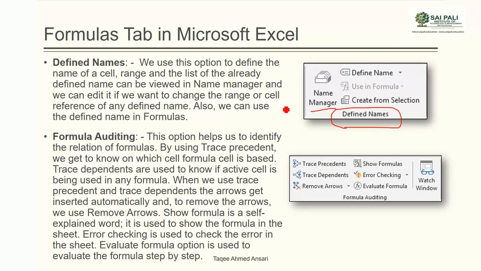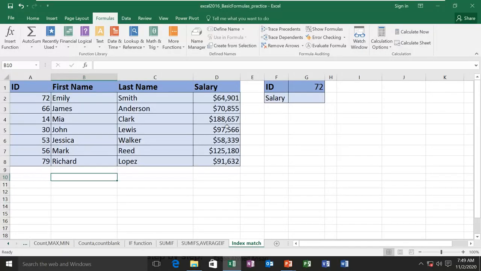So this is actually used to define names. Suppose you are using some range or cell multiple times. Instead of giving the address of the cell or range every time, you can define a name from here. Once you have defined the name, you can use it anywhere in a function or anywhere here in a cell. Like for example, this cell I want to use multiple times. So I say I want to define it here.